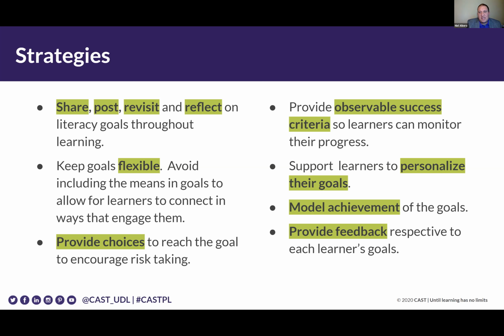What would it look like and sound like if you were able to reach that goal? Help them to articulate their own behaviors that they should see upon achieving success. And then provide feedback respective to each of those learners' goals. Our feedback should be directed at what they want to hear. So as they own their own learning and they reach out and risk take to ask for our feedback, how can we provide feedback respective to each of those learners' goals?